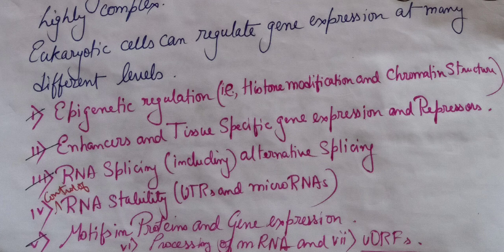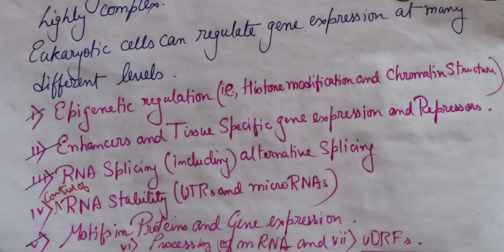Third is your RNA splicing, including your alternative splicing. This is also one more important thing. The splicing chapter that I have taught to you before. This splicing also is a type of regulatory mechanism done by the eukaryotes to express that gene or not.